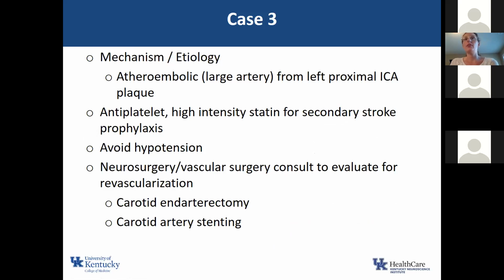So antiplatelet therapy, high intensity statin, maybe even consider dual antiplatelet therapy for a short period of time until we can get him to revascularization. Obviously, we want to avoid hypotension, so I don't want to drop his pressure too much, maybe he would develop a watershed infarction if we were to get his blood pressure too low, and then refer him to neurosurgery or vascular surgery to consider revascularization. So whether that's with a carotid endarterectomy or a carotid artery stent.